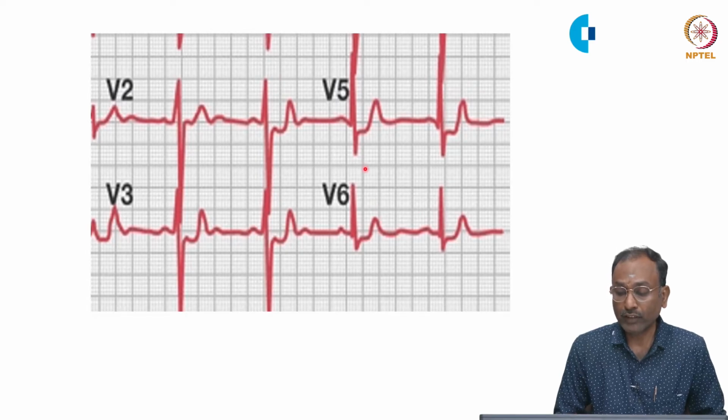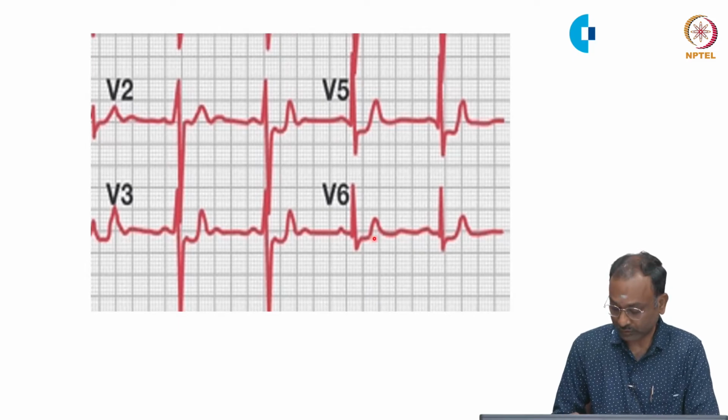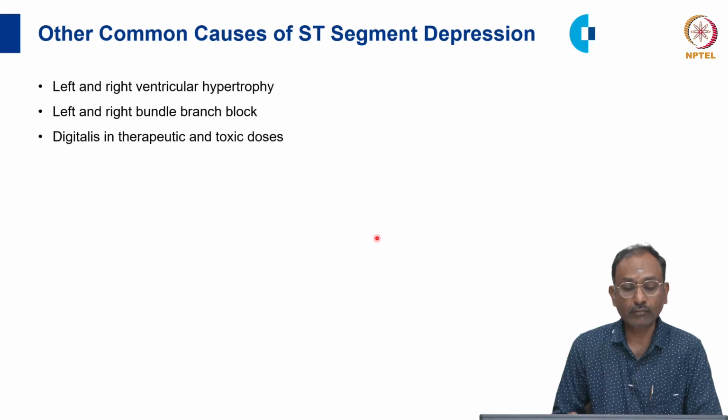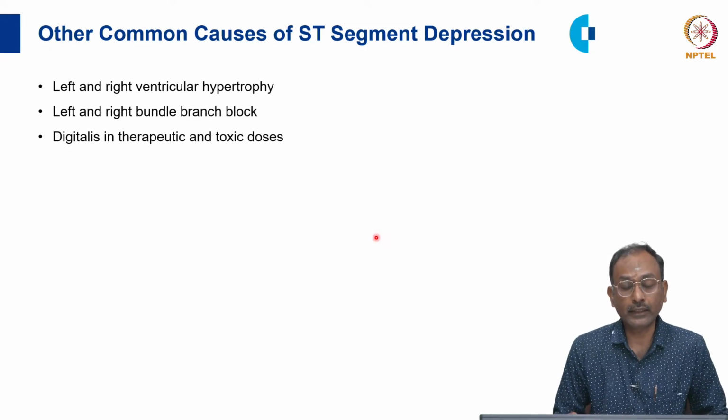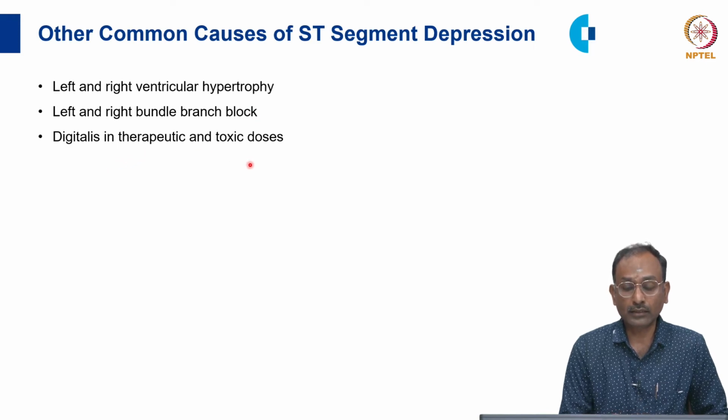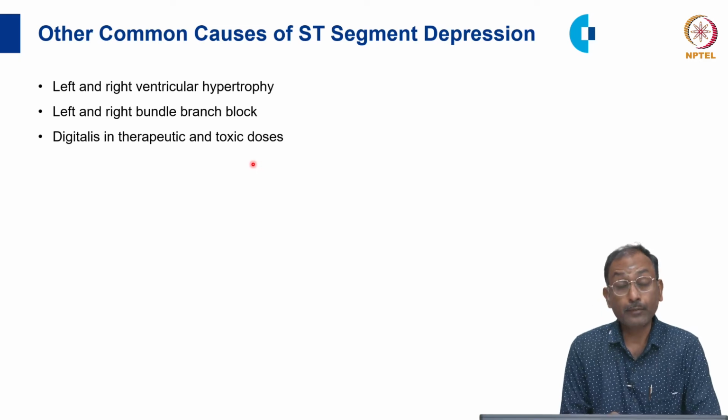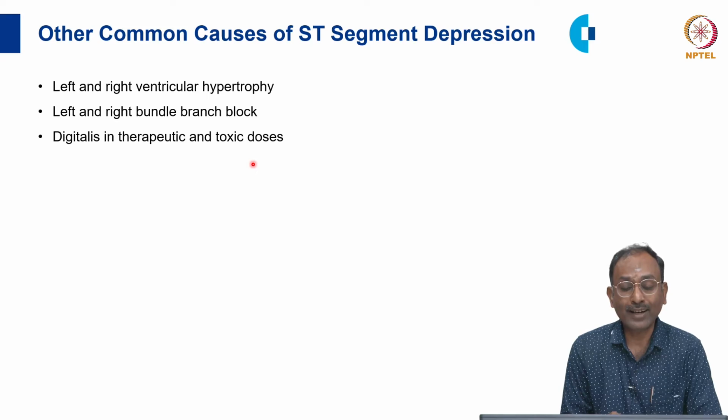And this V5 and V6 show a classical horizontal ST segment depression, which is more pathognomonic of unstable angina. But ST segment depression can also happen in other conditions like left ventricular and right ventricular hypertrophy, left bundle branch block and right bundle branch block. Sometimes digitalis in therapeutic and toxic doses can cause ST segment depression. Again, the ST segment depression has to be taken into account with the background of the underlying patient symptoms and comorbid conditions.